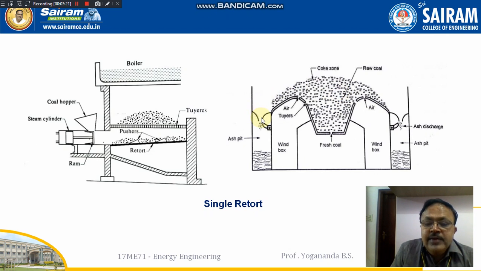At the end, we have the dead plates. Those dead plates are allowing the burnt coal converted to the ash, and that powdered ash is collected in the ash pit on both the ends. So this is the cross section of the single retort.